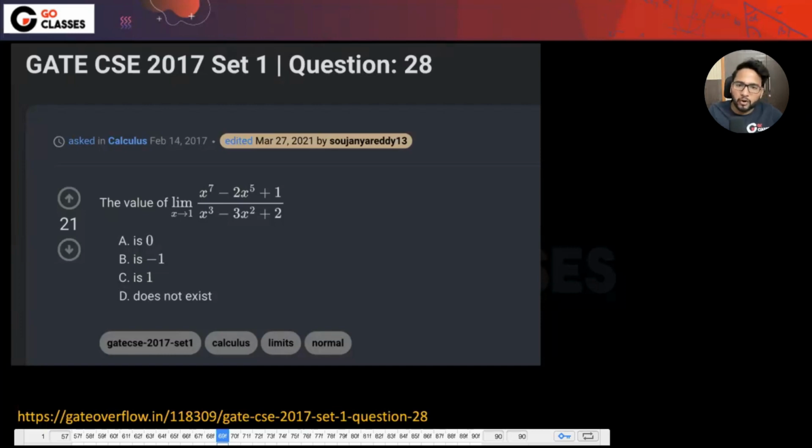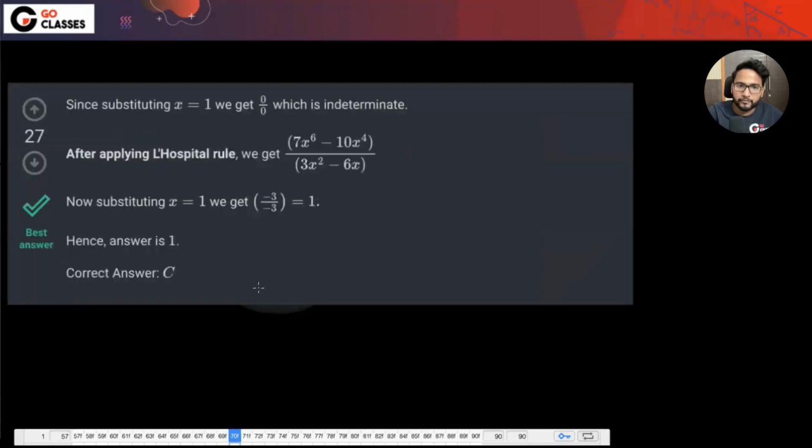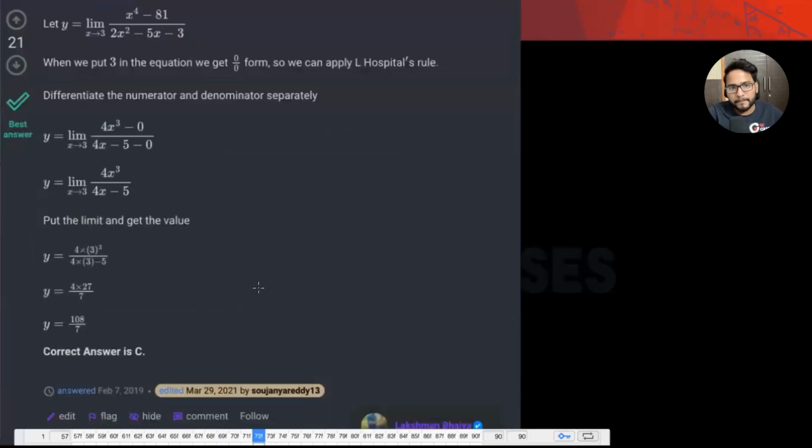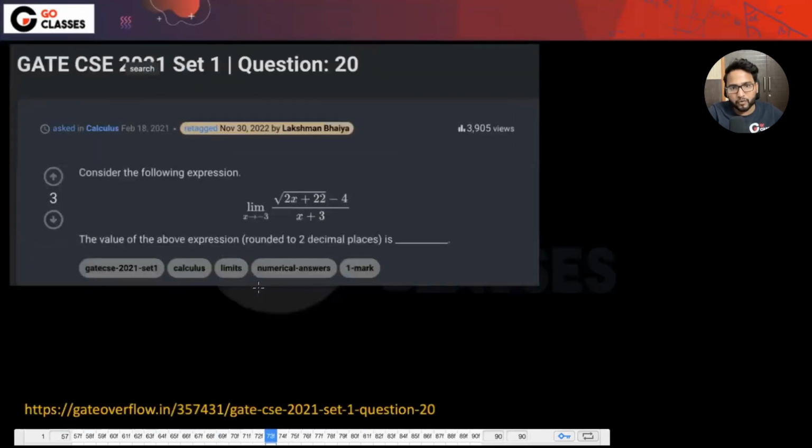Okay, instead of doing all of this, maybe this is 1 minus 2. You can directly apply the L'Hopital rule, right? Again, for this question also, you can apply the L'Hopital rule. Actually, in the GATE, they just ask the easy questions only. For this question also, most probably, you can apply the L'Hopital or not.